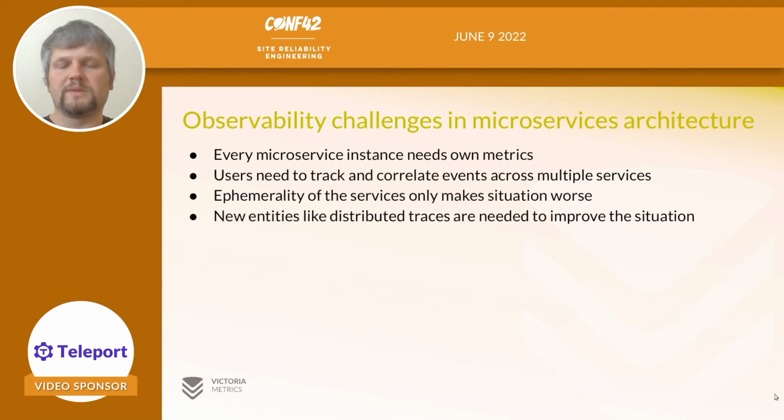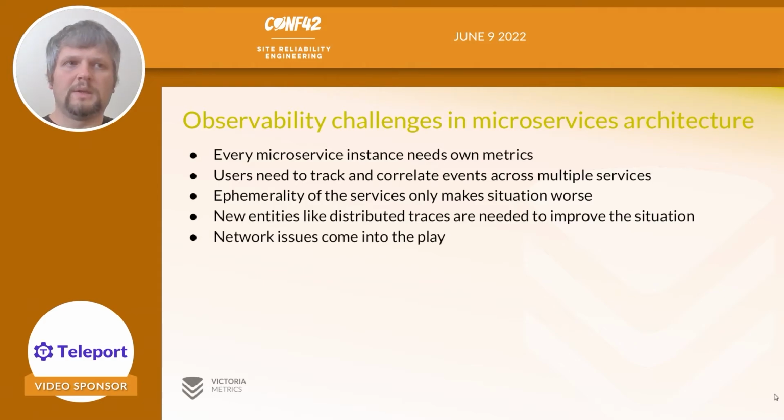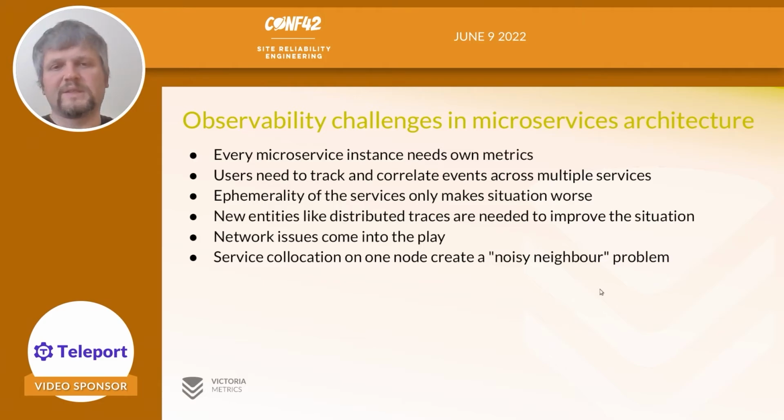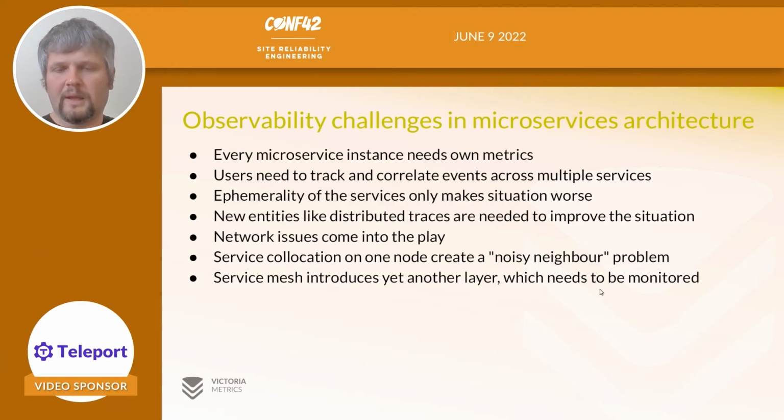And because of this, new entities like distributed traces need to be invented and used in order to improve the observability situation for microservices. Microservices talk to each other via network, so you need to improve networking to monitor networking. Service allocation on one node creates a noisy neighbor problem, and this problem also needs to be solved. And service mesh introduces yet another layer of complexity which needs to be monitored.